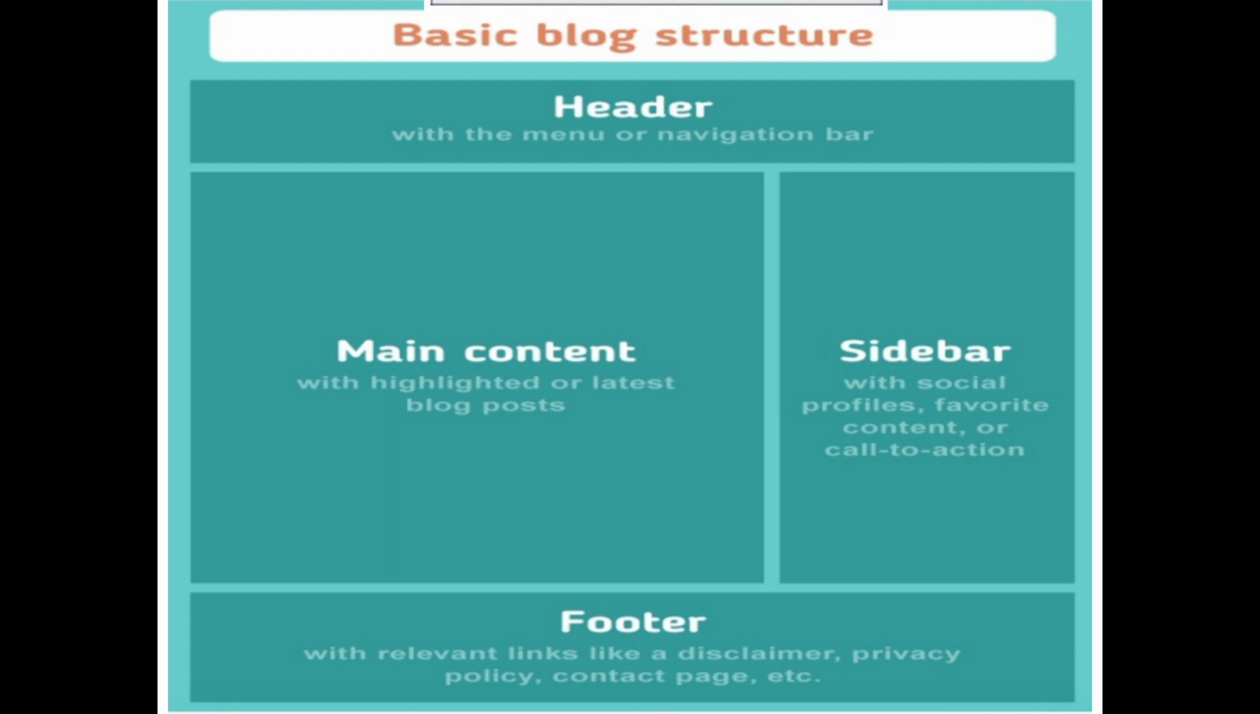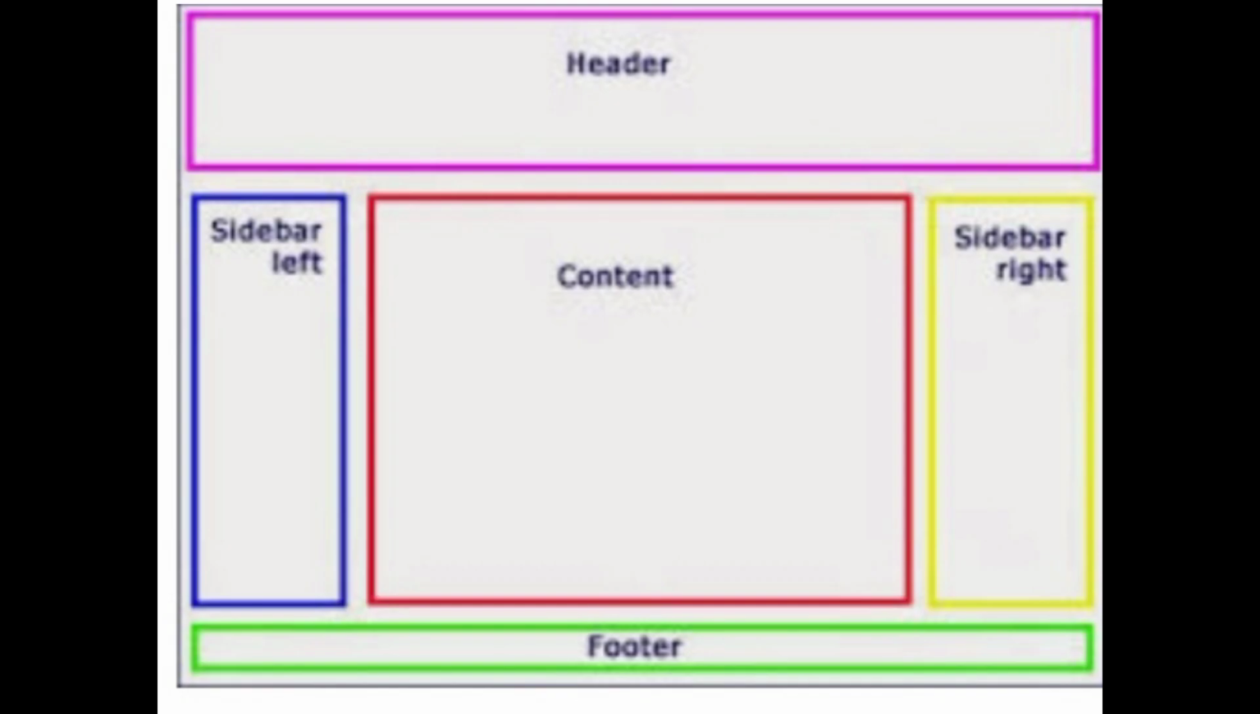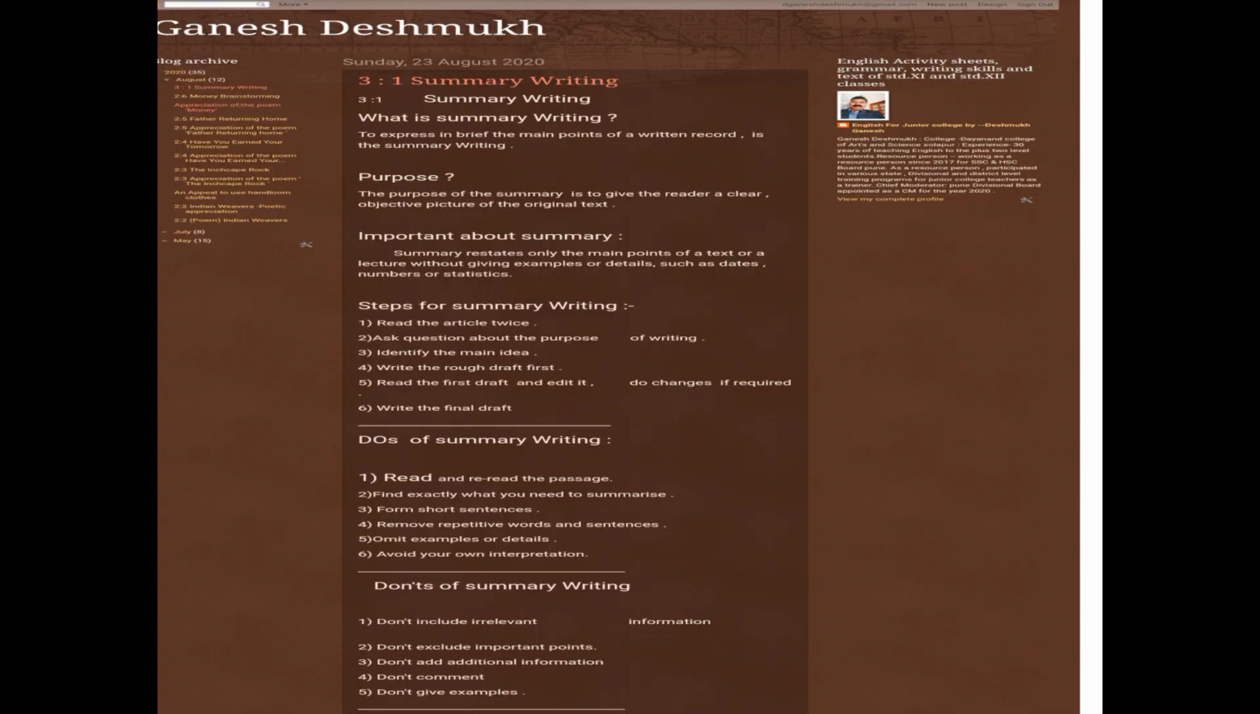Before you start to write your blog, you have to select the block structure. We have selected here. You can choose this one or this one for your blog writing. For example, let us see here. This is my blog. The points of the structure all come here.